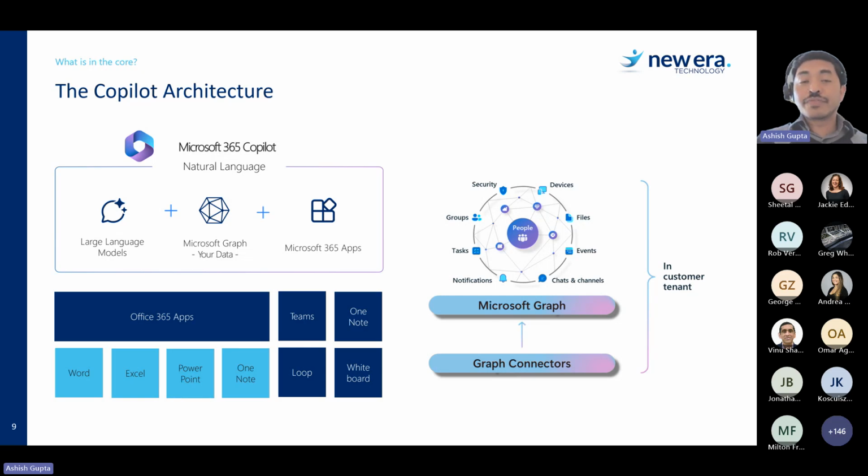So Copilot talks to the LLM to understand the natural language in which the user is asking the question, and then gets you the contextual information using the graph, using your data, and you interact with Copilot using your 365 apps. We will have more clarity in a step-by-step process in a further slide.